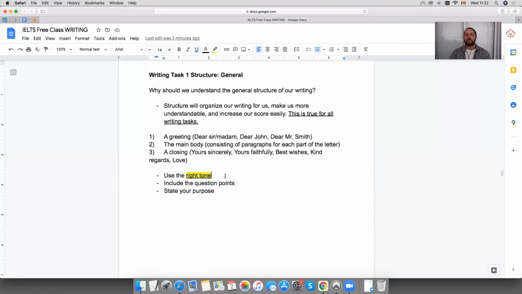Right here, use the right tone. Tone is not always easy. It can be challenging for people to decide what tone should I use for what kind of situation. We're going to talk about that in just a minute. We want to include all the points of the question. So if there's 2 or 3 or 4, we need to speak about all those ideas. And then we need to clearly and directly state our purpose, which really just means satisfy the question, answer the question.